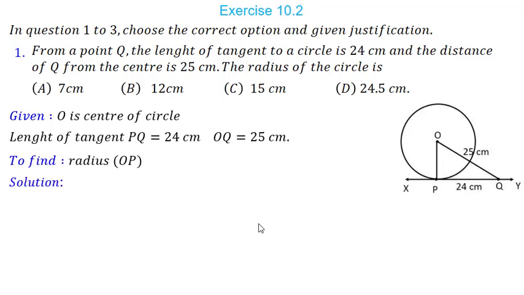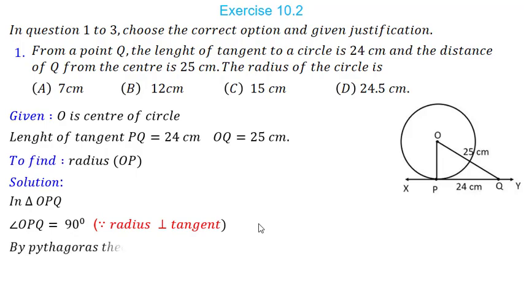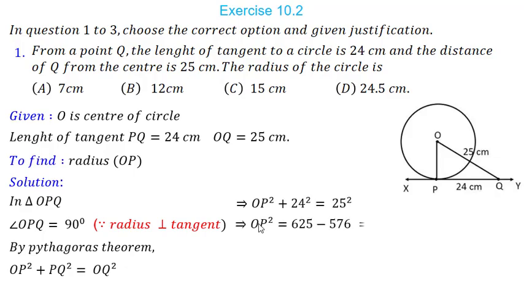In solution we will consider triangle OPQ. In triangle OPQ, angle OPQ is 90 degree as radius is perpendicular to tangent. Then by Pythagoras theorem, we will say that OP square plus PQ square is equals to OQ square. We will simplify this equation and get the value of OP as 7. And hence we will say that option A is a correct option.